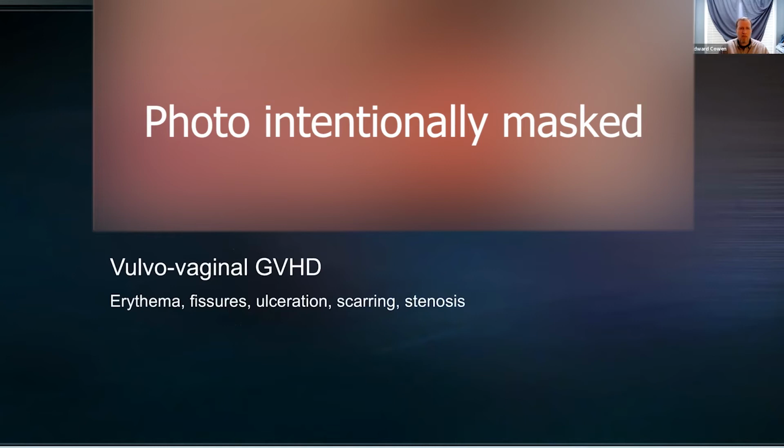And genital involvement can range from erythema and fissure formation to scarring and complete agglutination, where basically the external skin becomes scarred down and completely occludes in patients who have long-standing involvement.